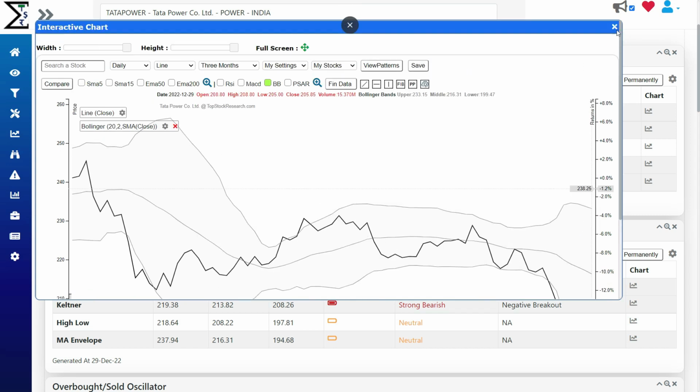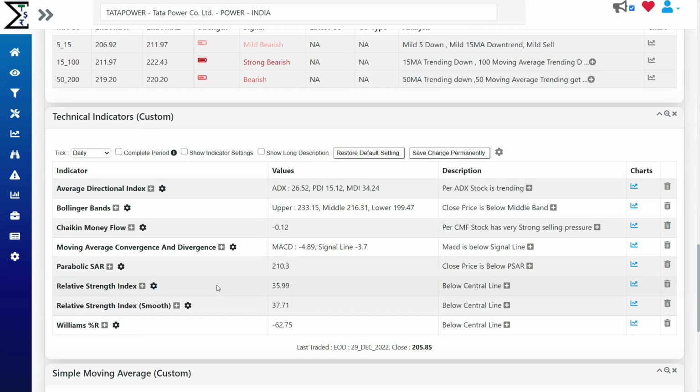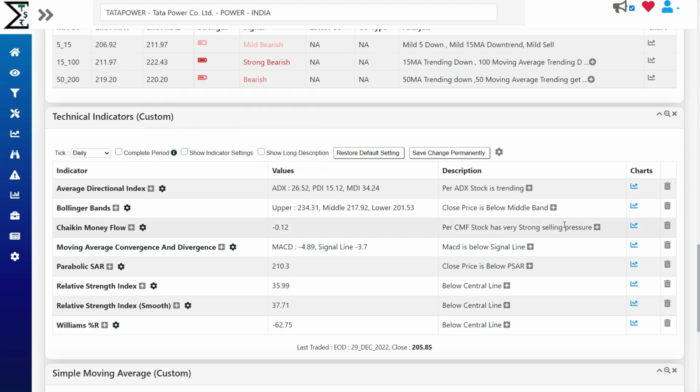The second thing we discussed is that you can customize these values. Go into custom indicator and click on this one. By default, it is 20 and 2. I want to change it to, let's say, 25, so automatically these values will change. The interpretation tells you that the close price is below the middle band. You change to 25, say save, and it says it's still below, and all the values get changed. If you are one of those pros who wants to know the values at different points, this is the place you should be looking at.